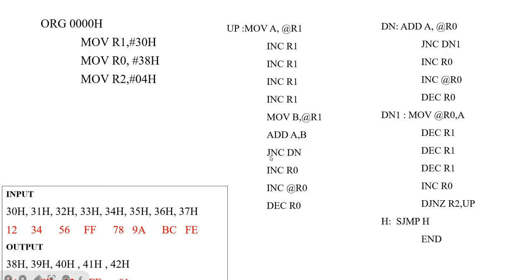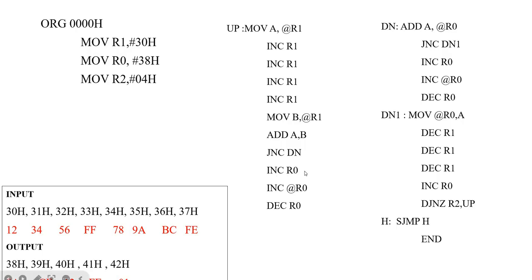After that you have JNC DN, jump if no carry. If no carry is generated, you jump to the label DN. Otherwise, you have to execute these 3 instructions: INC R0, INC @R0, DEC R0. Here we increment the result memory location to the next byte. After that, increment the carry byte stored at @R0 to propagate the carry. Then DEC R0 returns to the current byte.